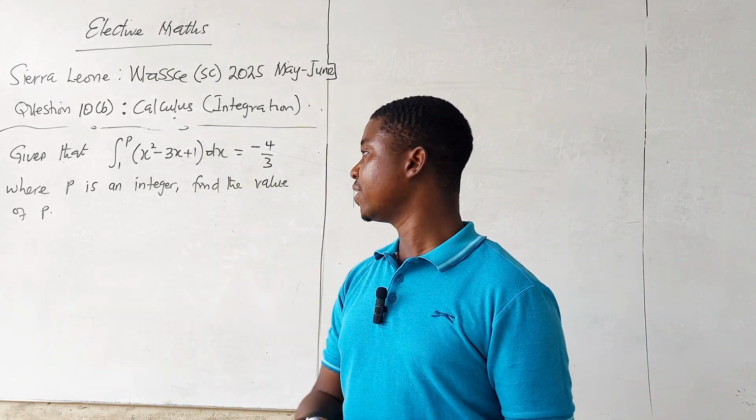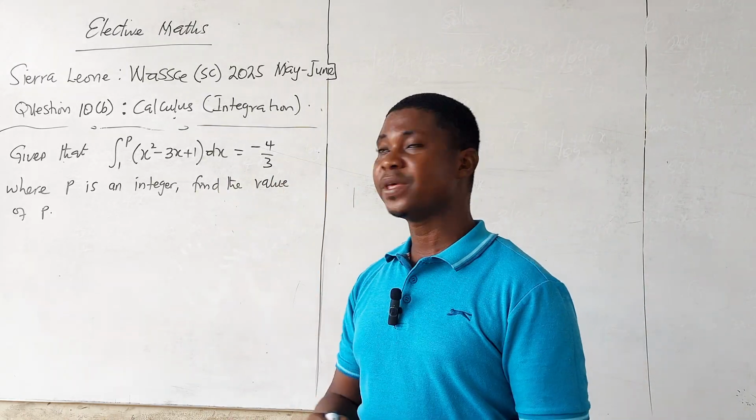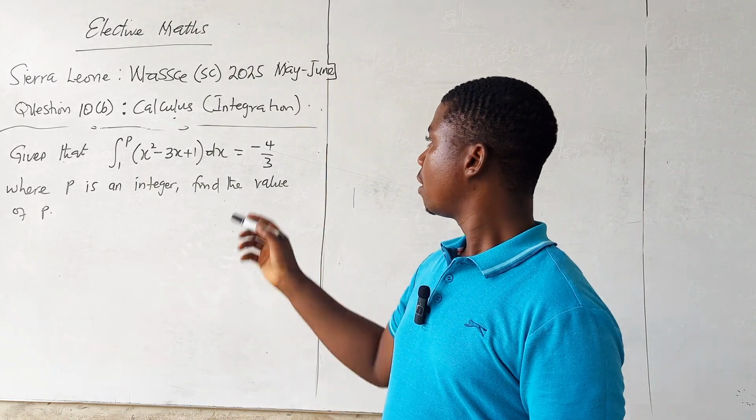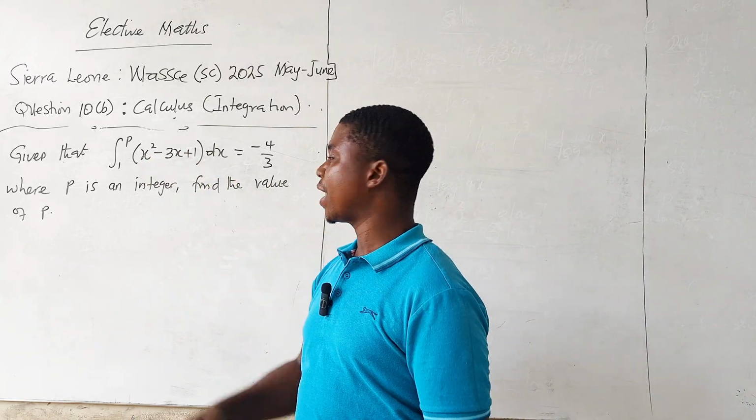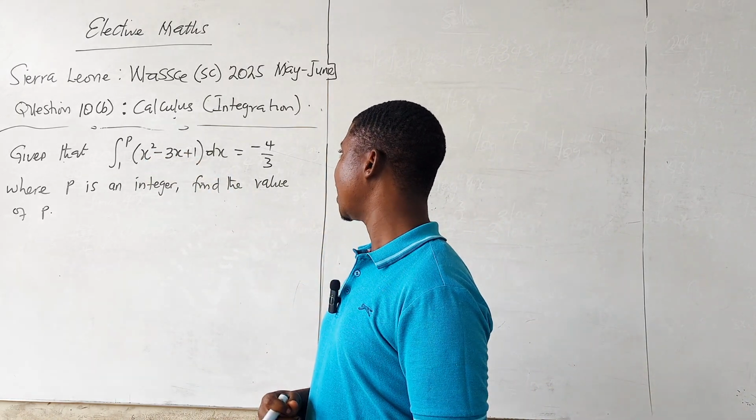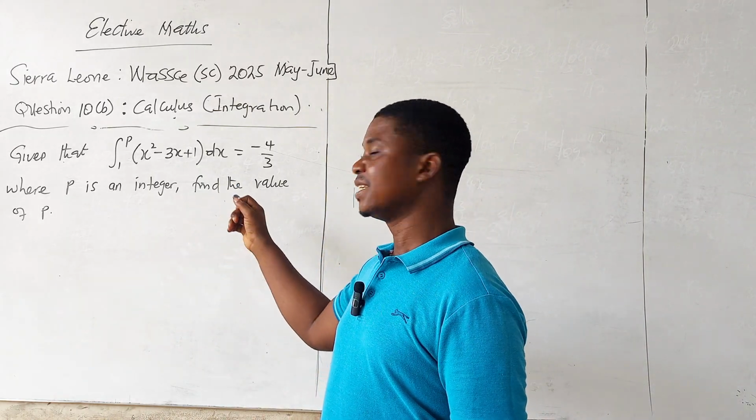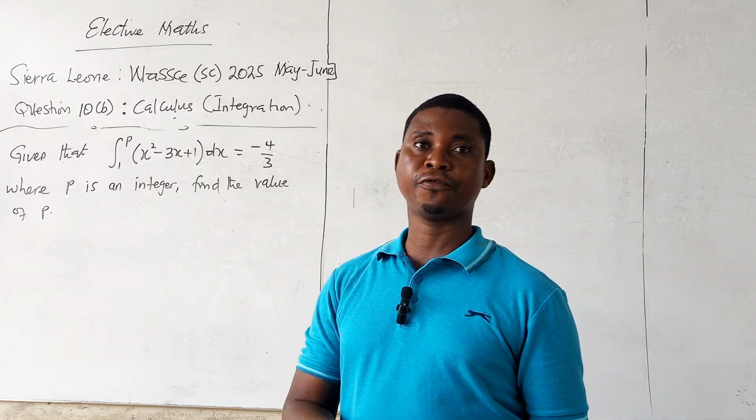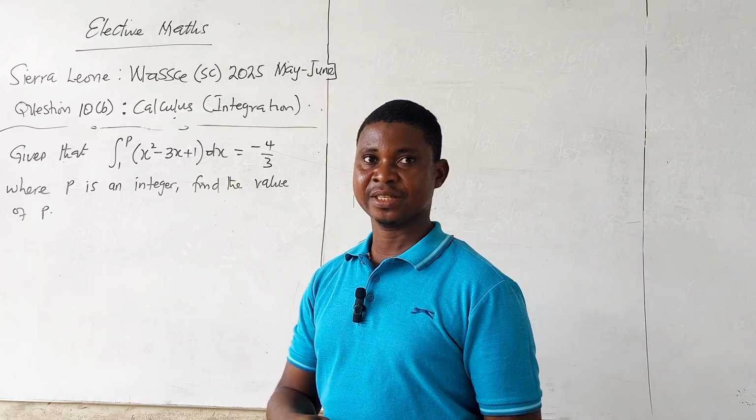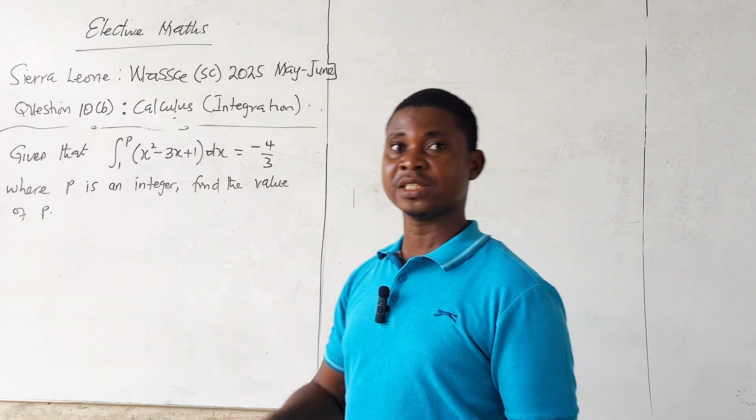The question is: given that the integral from p to 1 of x squared minus 3x plus 1 dx is equal to negative 4 over 3, where p is an integer, find the value of p. So this is our question. As I said earlier, this is a definite integral.